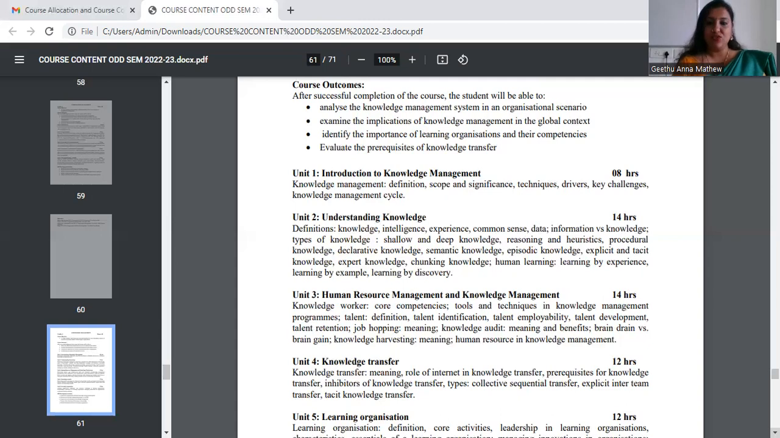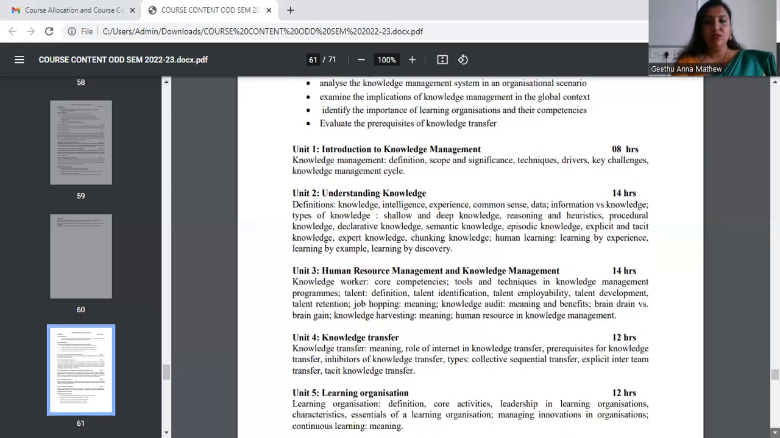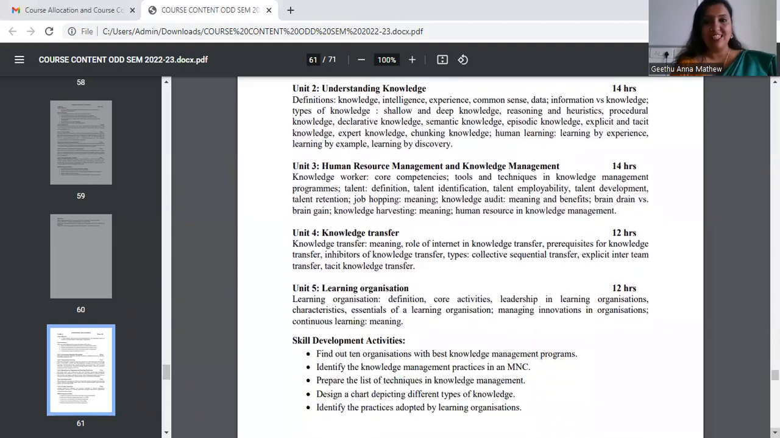Unit 4 is knowledge transfer. What do we mean by knowledge transfer? Its meaning, role of the internet in knowledge transfer, prerequisites for knowledge transfer, inhibitors of knowledge transfer, types, collective sequential transfer, explicit inter-team transfer, tacit knowledge transfer. That is what we are going to cover in Unit 4. And in Unit 5, we are going to cover the learning organization. What do we mean by learning organization? Its definition, its core activities, leadership in learning organizations, characteristics, essentials of a learning organization, managing innovations in organization, continuous learning and its meaning. These are the 5 modules of knowledge management.